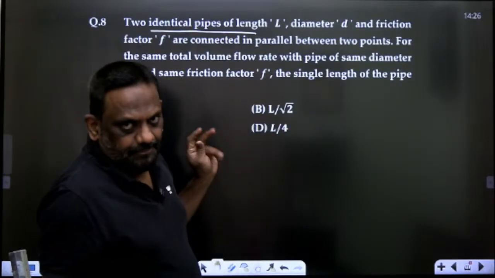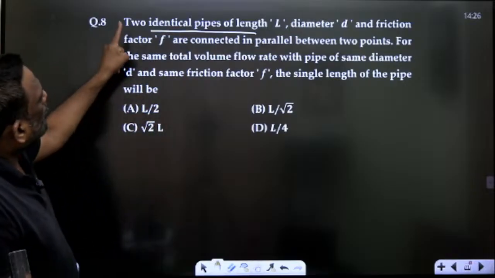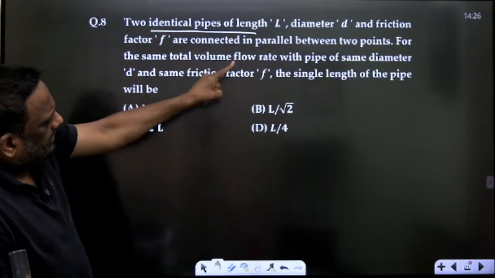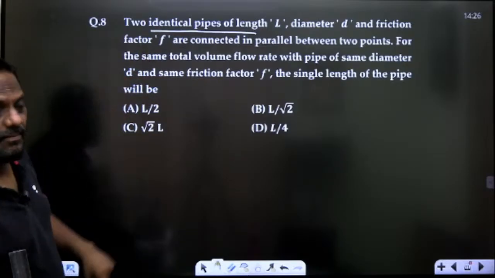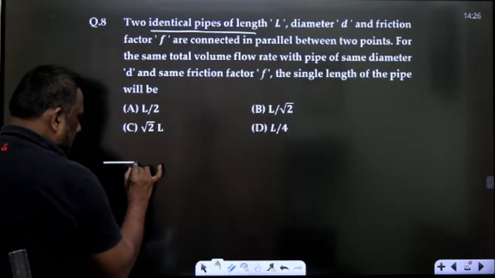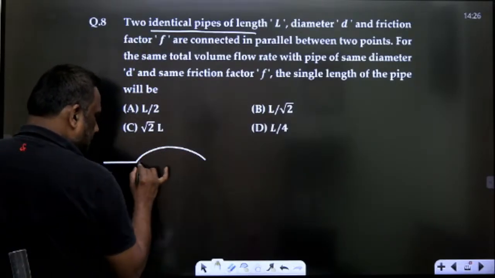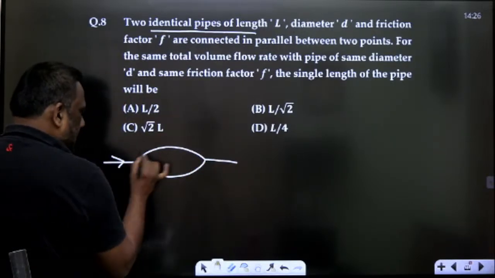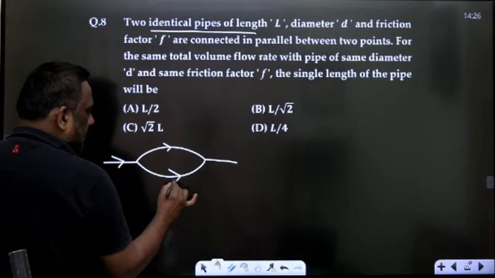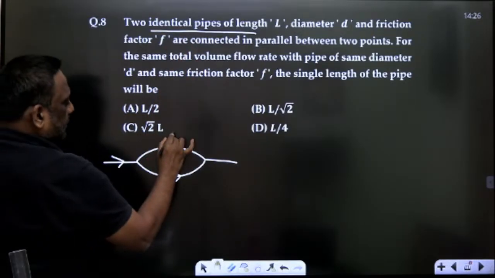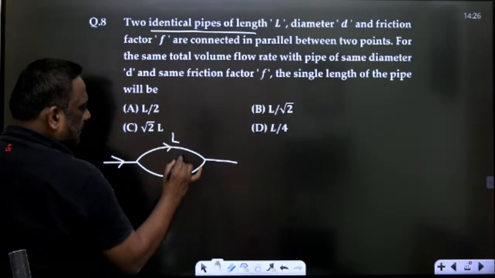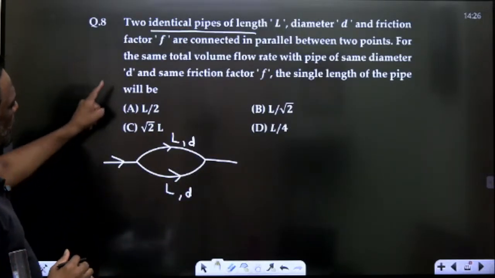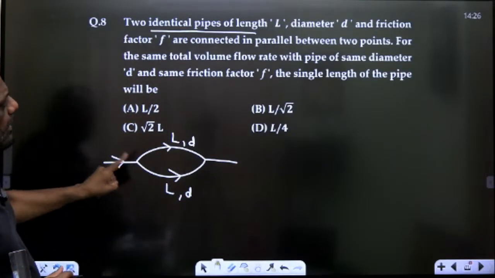Two identical pipes of length L and diameter D and friction factor F are connected in parallel. This is one pipe, this is another pipe, connected in parallel at two points. What is the length of this pipe? L. What is the diameter? D. And the friction factor is F.